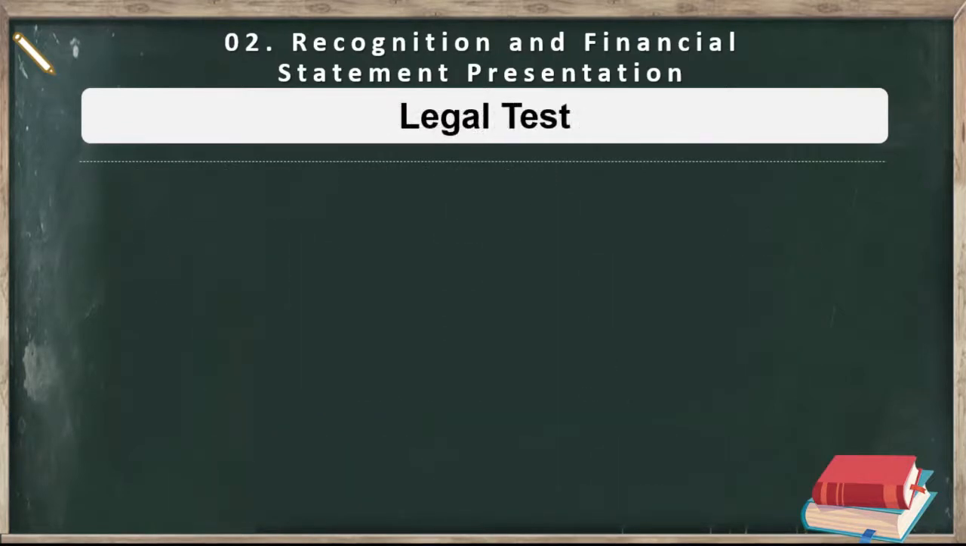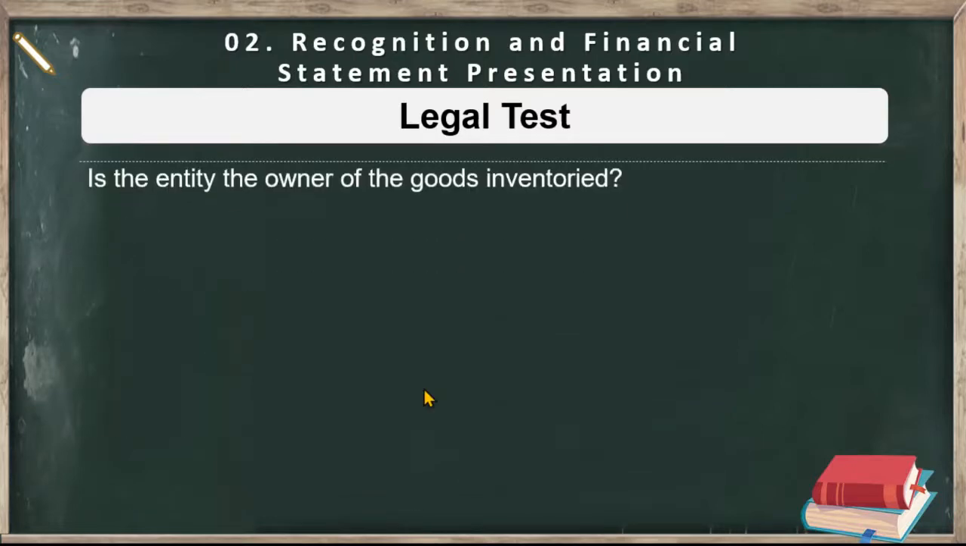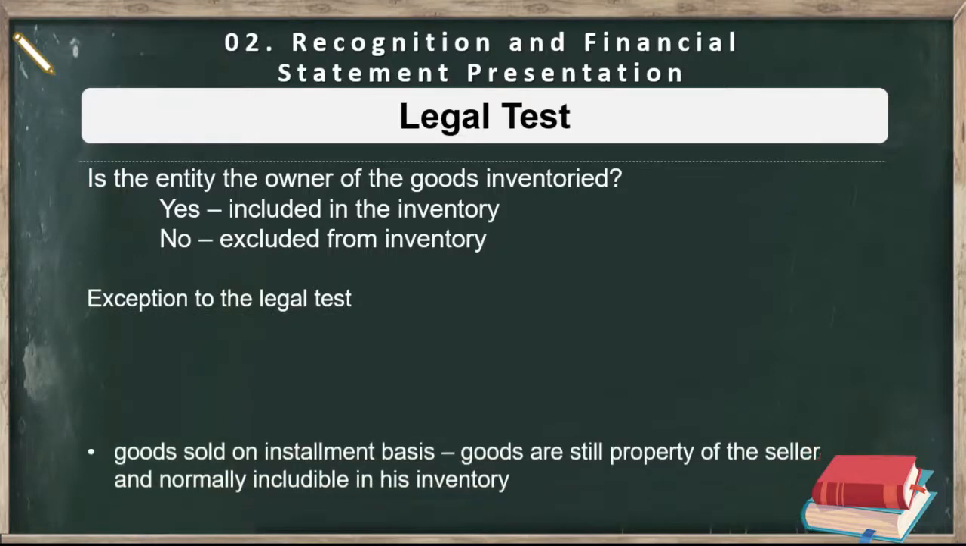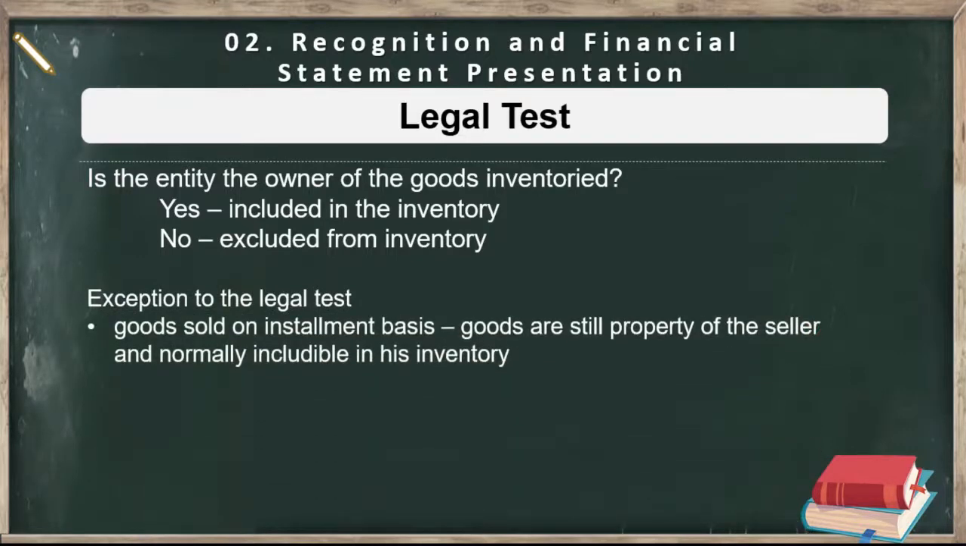Then, the legal test for determining if i-record ba natong inventory or not would be this question. So, is the entity the owner of the goods inventoried? So, if the answer is yes, then it will be included in the inventory. Otherwise, you will exclude it if it's a no. So there could also be an exception to this legal test. So for example, if the goods are sold on installment basis.